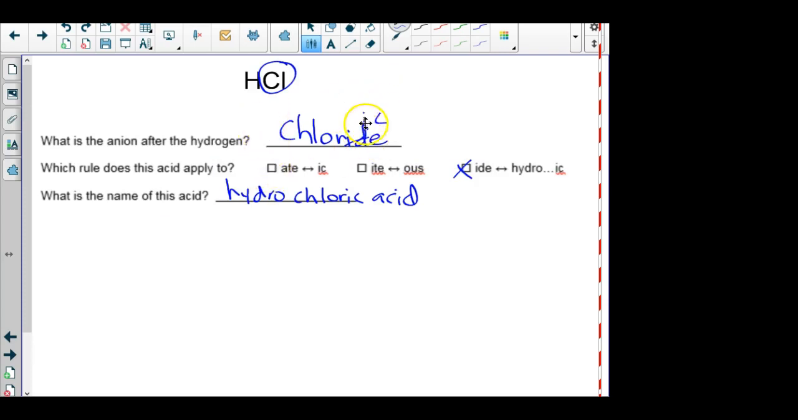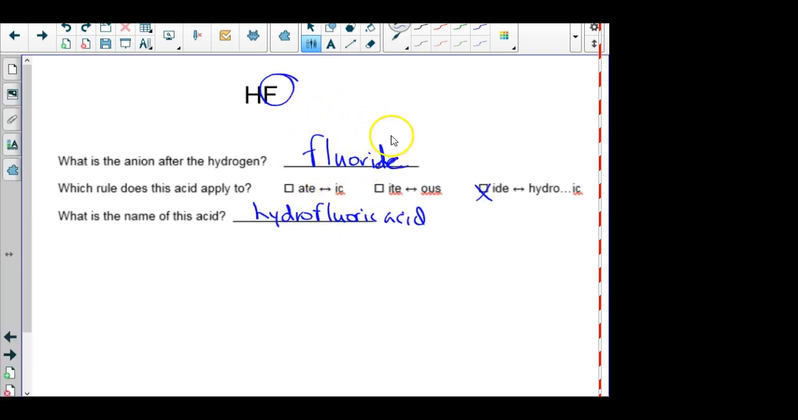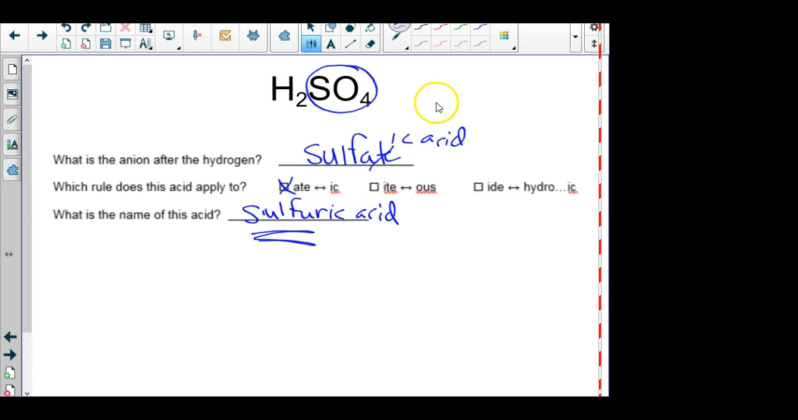This is hydro because of the ide ending right here. Another acid, but it's not named as a hydro because, again, it ends in ite, so that means ite to us. This is an ide ending, so it has hydro on the front because hydro and ide, hydroic, go together.